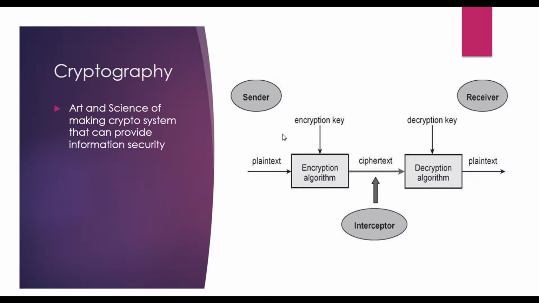So in this tutorial we are going to talk about encryption. Starting with encryption, we first need to know what cryptography is. Cryptography is the art and science of making a crypto system that can provide information security. It deals with the actual securing of the digital data which we send across networks and all.